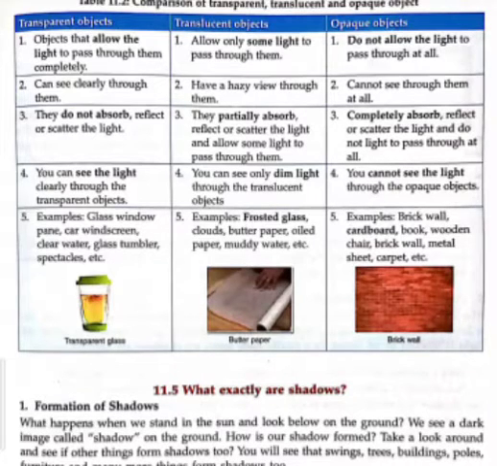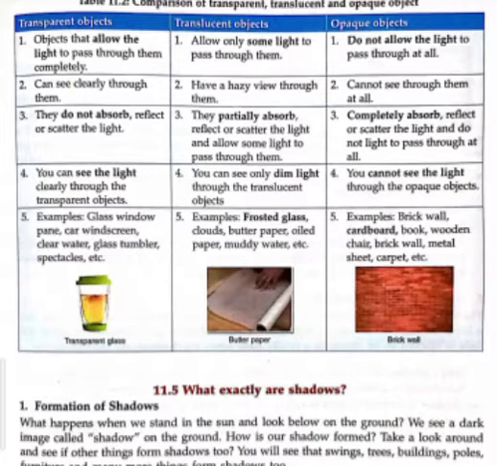And the fourth point: you can see the light clearly through a transparent object like air. Through a translucent object, you can see only dim light, meaning things or objects are visible but not clearly, only a faint image. And through an opaque object, you cannot see the light.